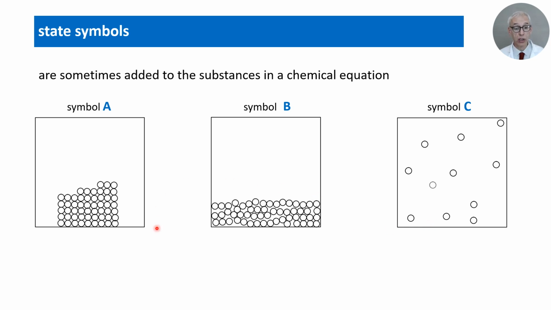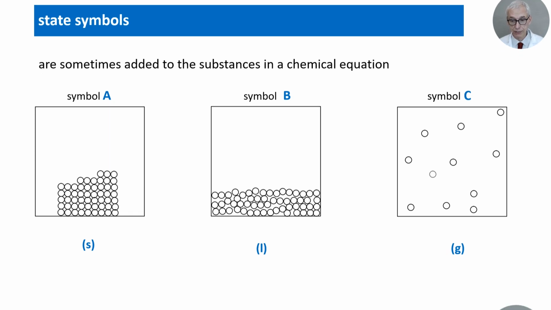Okay, so bracketed S for solid, bracketed L for liquid, bracketed G for gas, but there is a fourth state symbol. Can you recall it? And can you explain its use? Pause, come back when you have done so.